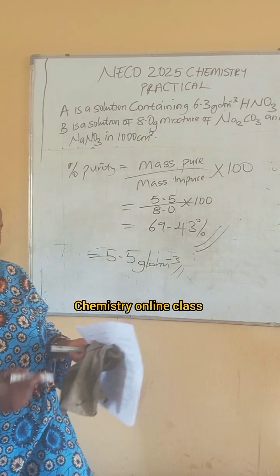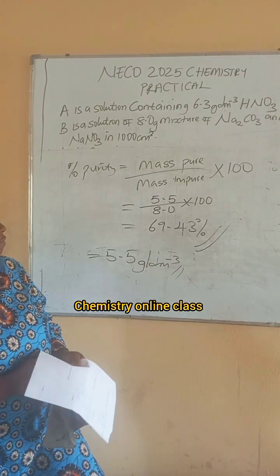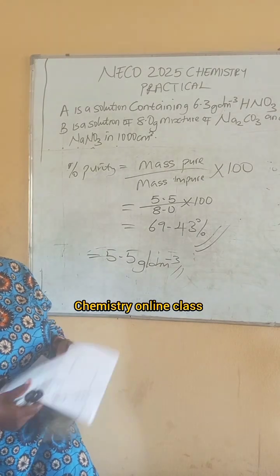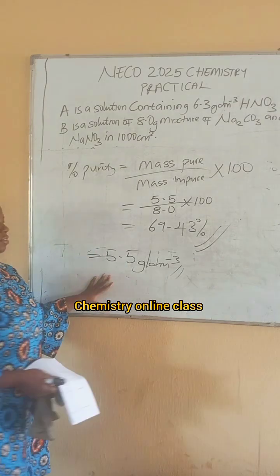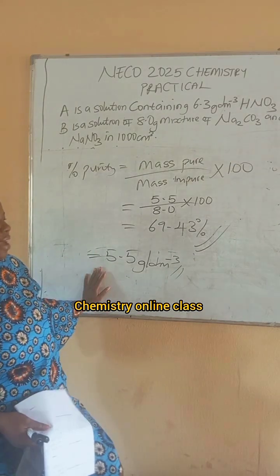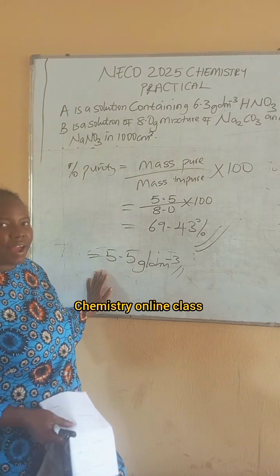The last question for number 1 says, why did sodium nitrate not take part in the reaction? Okay, sodium nitrate is a salt gotten from reacting a strong base and a strong acid. Sodium nitrate is a salt. That's why it did not take part in the reaction.